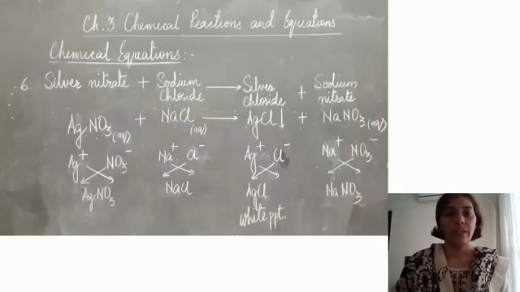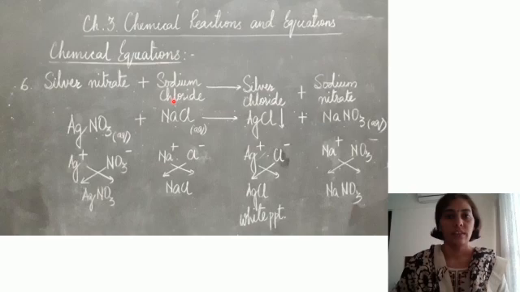Now we take up one more example, that is a reaction between silver nitrate and sodium chloride, and the products are silver chloride and sodium nitrate. Now how do we make these formulas for these reactants and products? So silver nitrate, that is AgNO3.